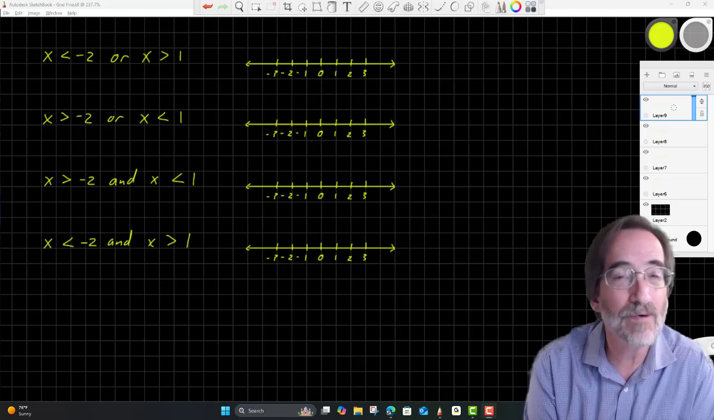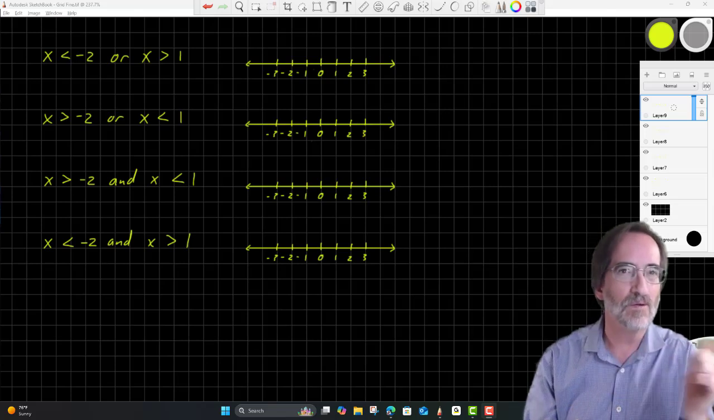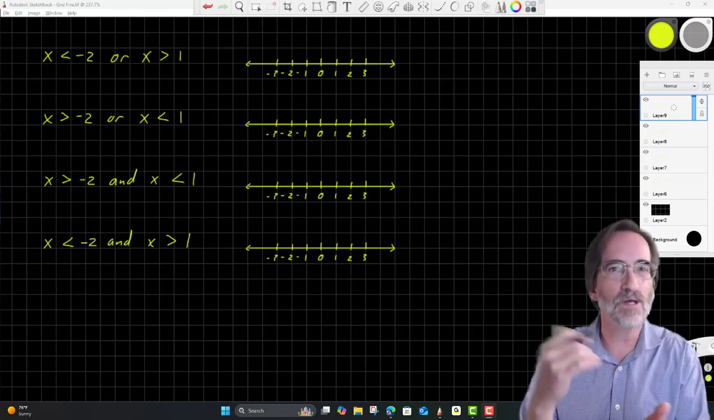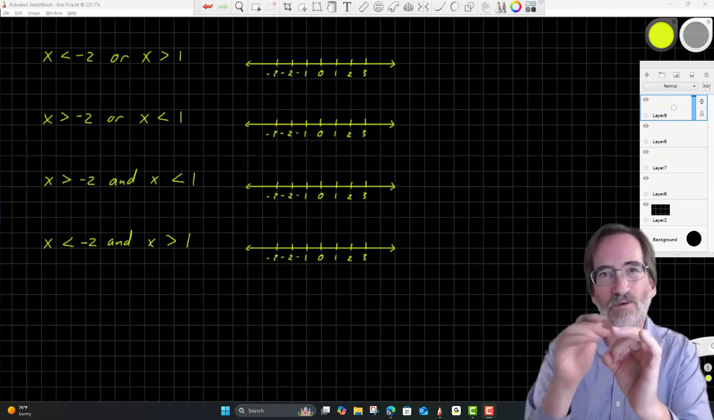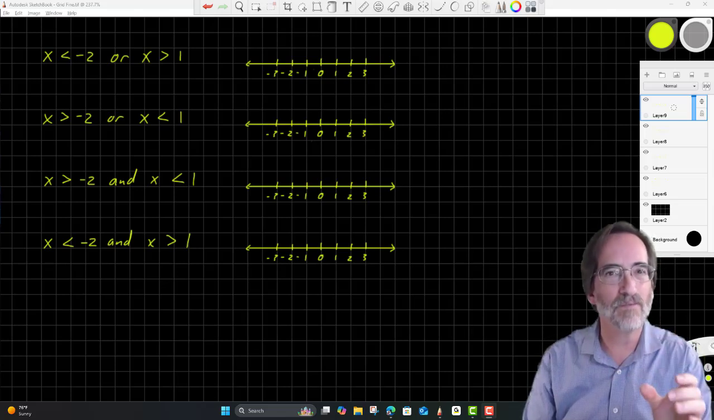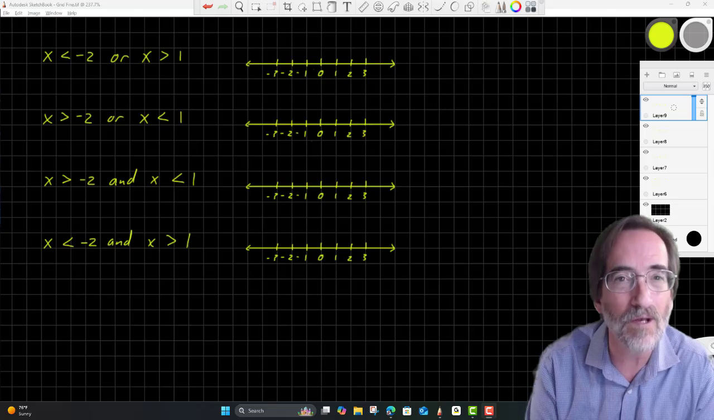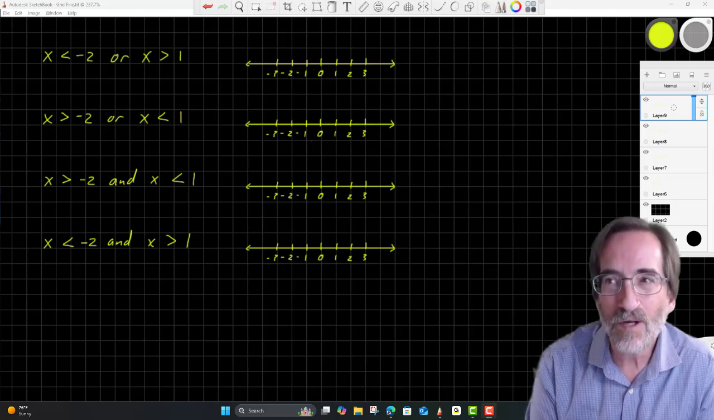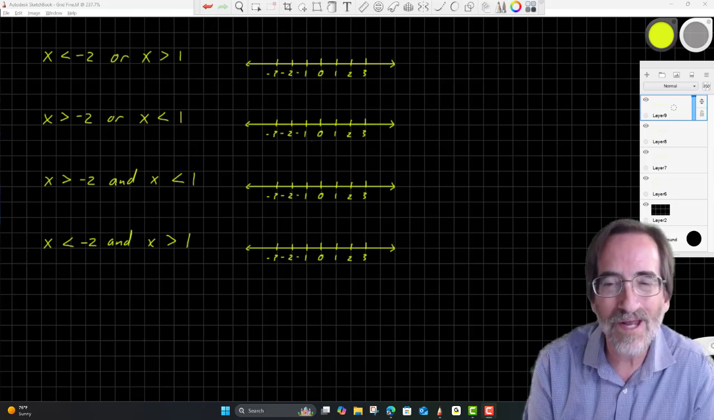We've already talked about inequalities. When we talk about numbers that are less, we go left. When we talk about numbers that are greater, we go right. When we talk about equality, we draw a circle and fill in the dot. When we talk about less than without an equal or greater than without an equal, we draw a circle and leave the dot open. Okay, so we're going to combine those, and we're going to use the combinations "or" and "and".